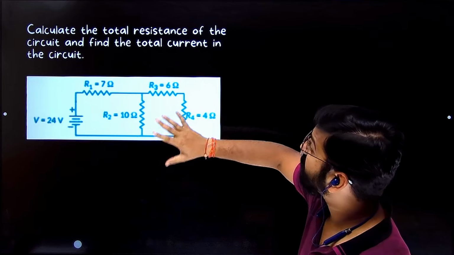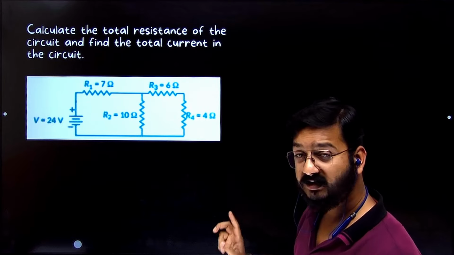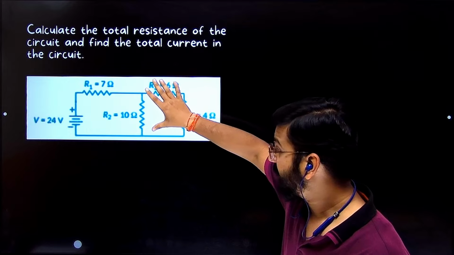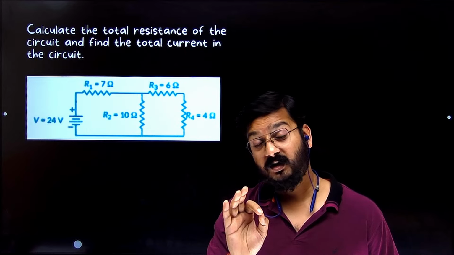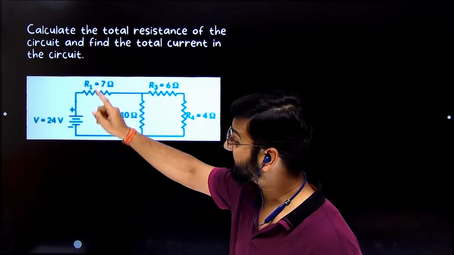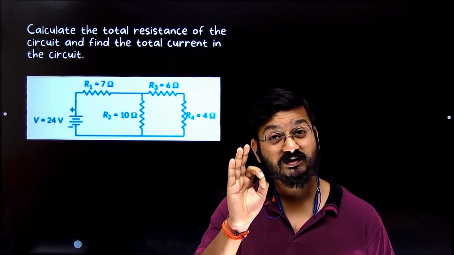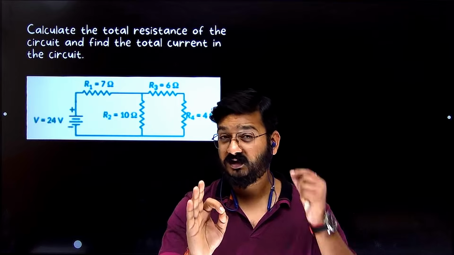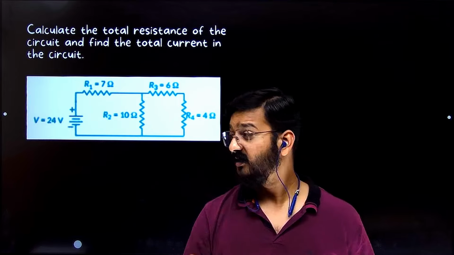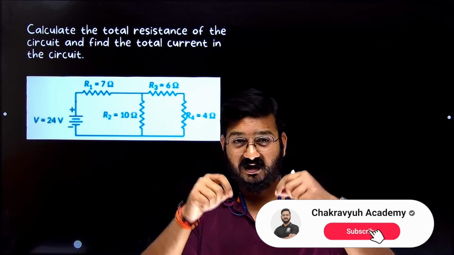Here they are asking what is the total resistance of the circuit and total current. So 6 and 4 in series, 10. 10 and 10 in parallel. What is the parallel combination of 10 and 10? 5. 5 and 7 in series. So what is R equivalent? 12. You can solve these kinds of questions on your fingertips. So you have R equivalent as 12. V is given. Use Ohm's law to find the current and mention the answer in the comment box.